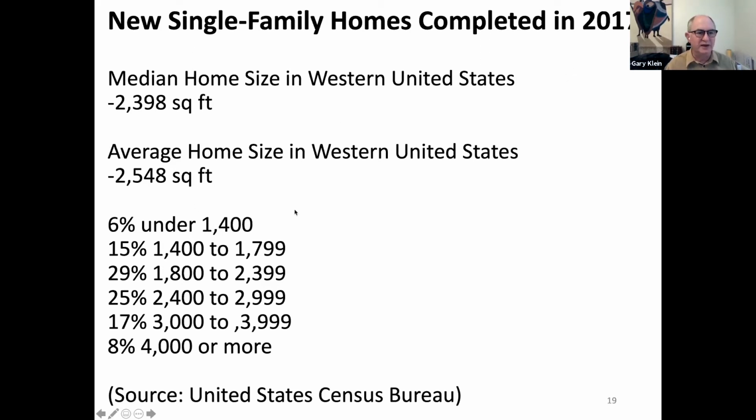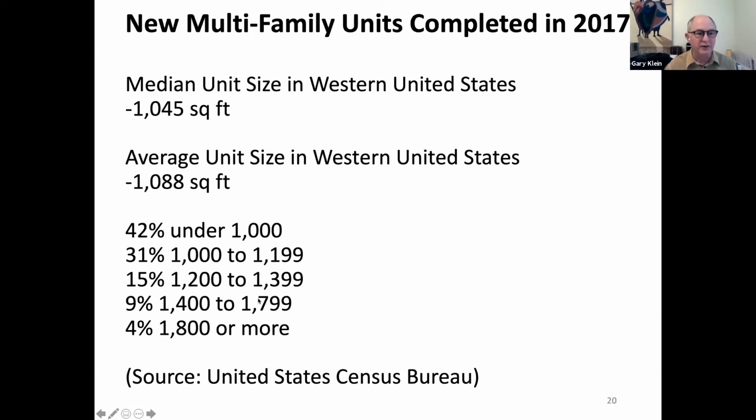This was 2017. And the Census Bureau gives these numbers for the Western states, give them for any part of the country if you want, the whole country. And these are what the numbers look like. Everybody good? That's the basics, right? We did the same thing for multifamily units.